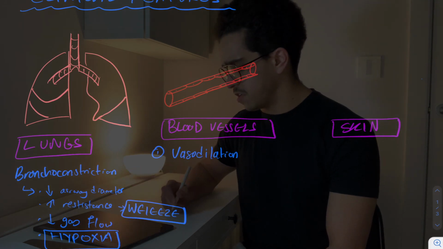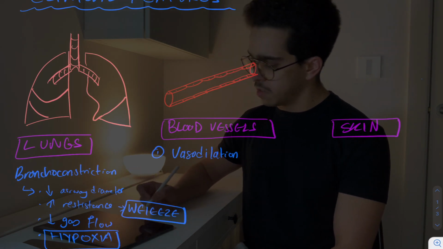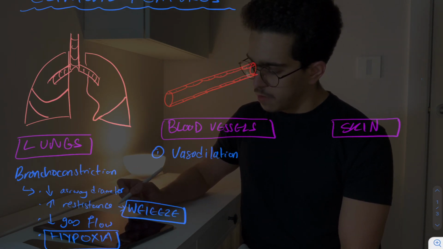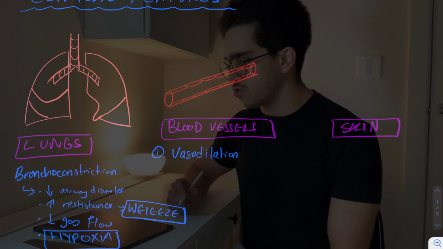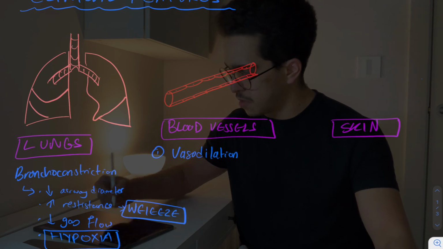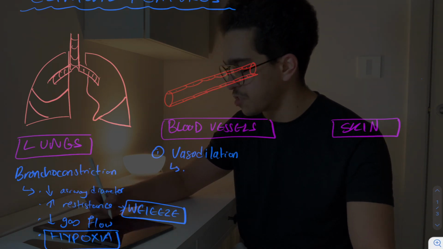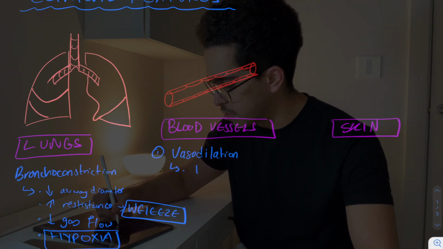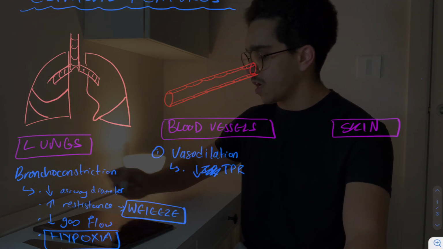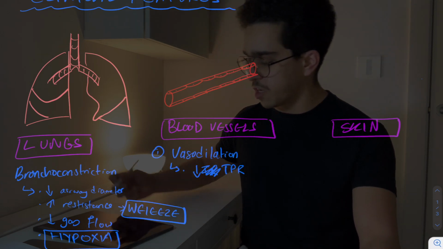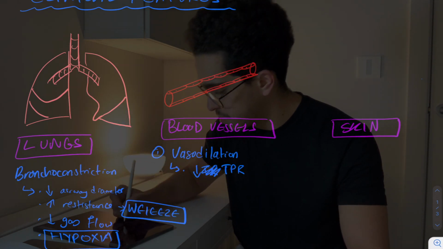What is the effect of this on the body? Well, when the blood vessels become vasodilated, what's going to happen to the total peripheral resistance? The total peripheral resistance, or the TPR, is going to go down. We're going to have a reduced TPR. What happens if we have a reduced TPR? We're going to have a reduced blood pressure.